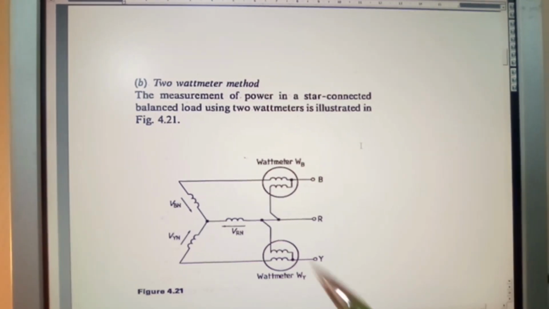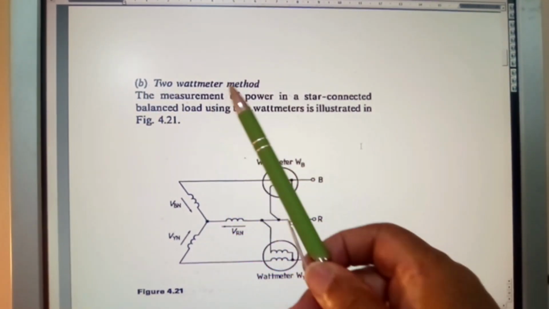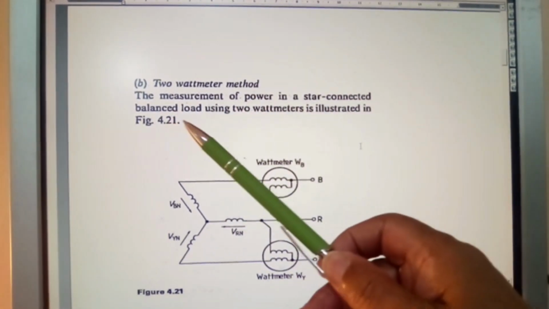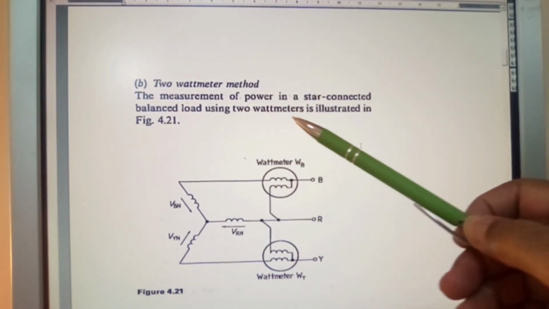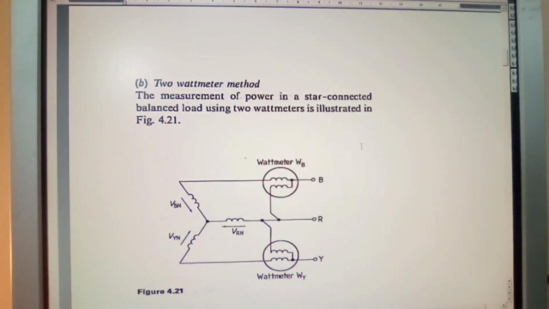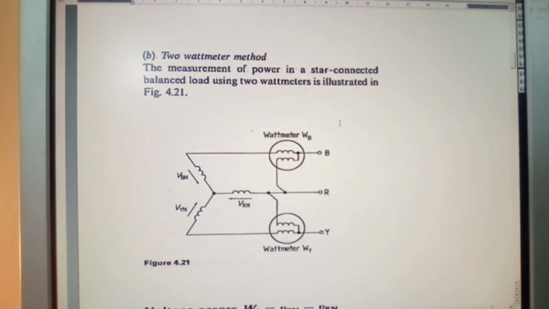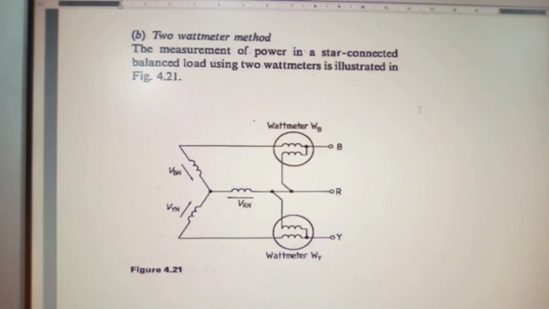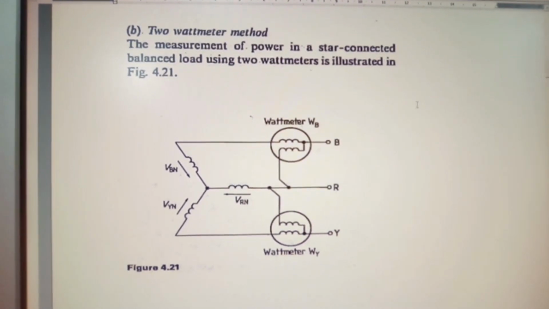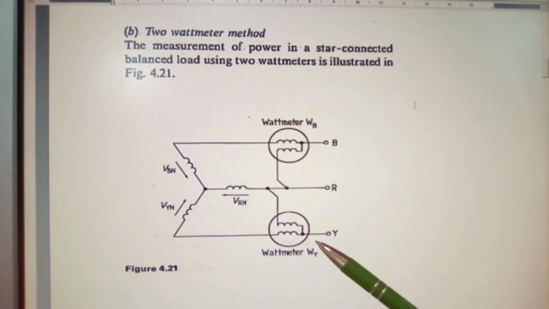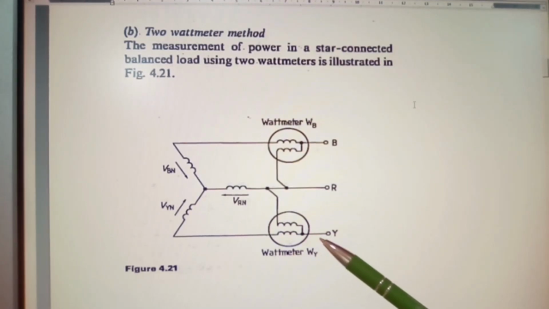Now here we have B, 2 watt meter method. The measurement of power in a star connected balance load using 2 watt meters is illustrated in figure 4.21. And here we have our 2 watt meter system. One watt meter WB and second watt meter WY.